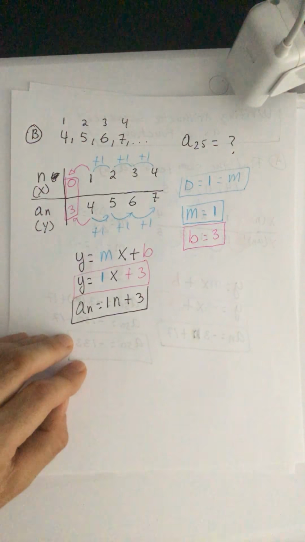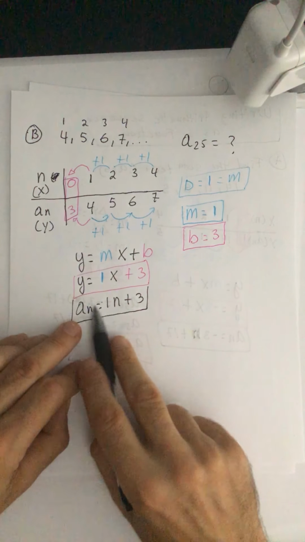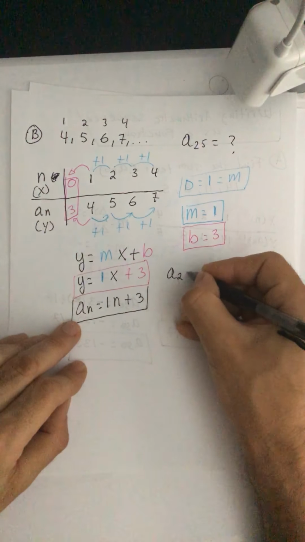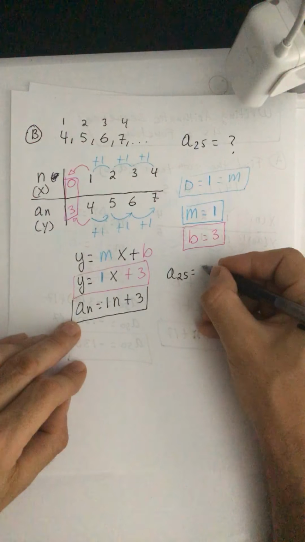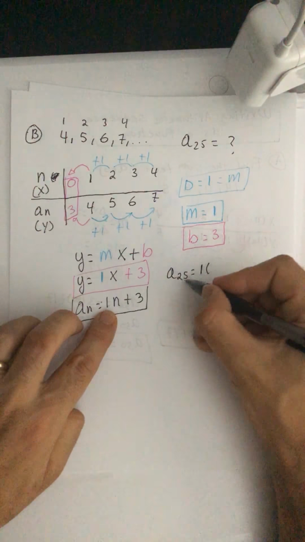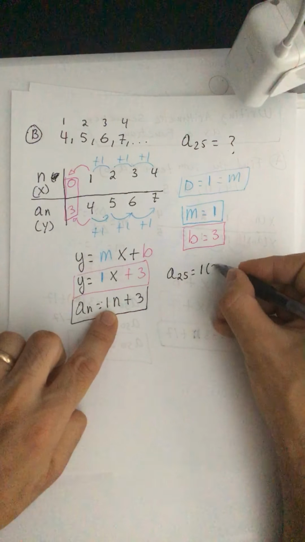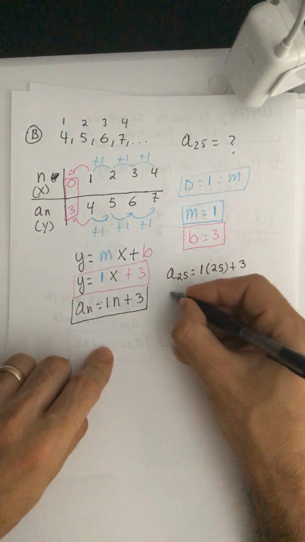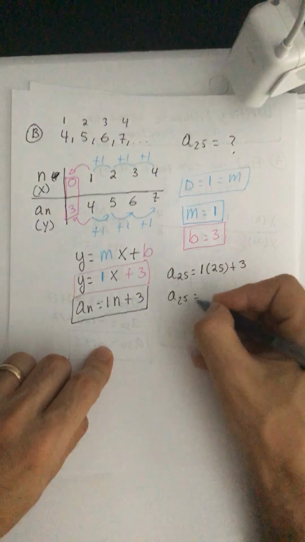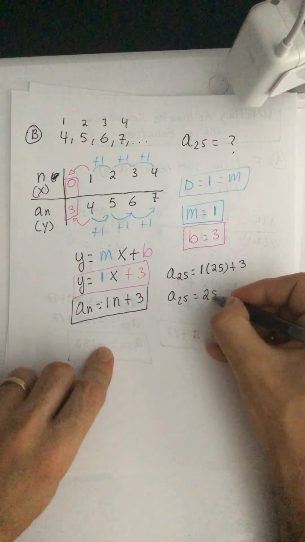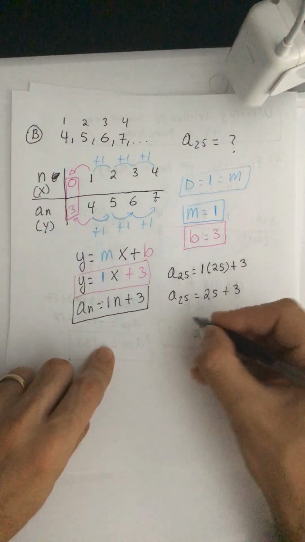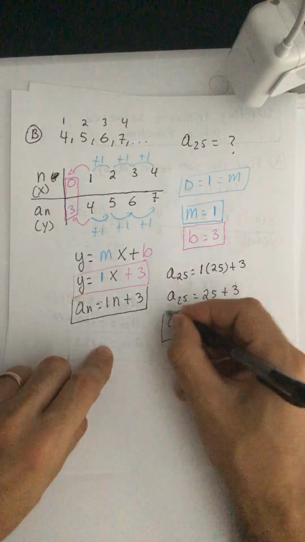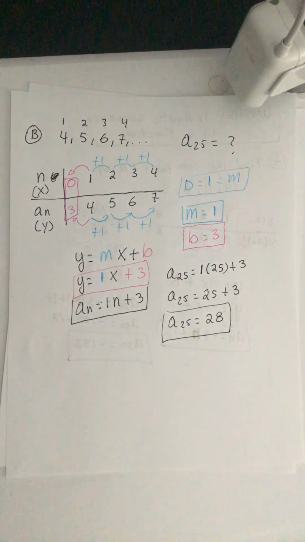Now, what are they asking for? They're asking for the 25th term. So I'm going to be plugging 25 where the n is. So A of 25 is equal to 1 times, hey, I'm doing 25, that's my n, right? 1 times 25 plus 3. So A of 25, that's my 25th term, is 25 plus 3, which is basically 28. 28. Simple, okay?